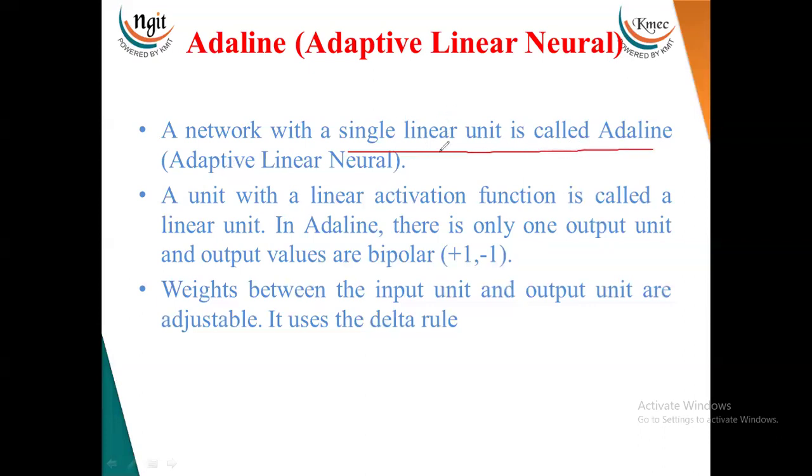That is, we'll have a single linear unit. In Adaline, there will be only one output unit, and the outputs are bipolar, so the values are either +1 or -1. The weights between the input and output units are adjustable, and in order to adjust the weights, it will use the delta rule. So remember, what is an Adaline? Adaptive linear neural network. It uses a linear unit, the output values will be +1 or -1, and the weights can be adjusted only using the delta rule. This is the basic information regarding Adaline.